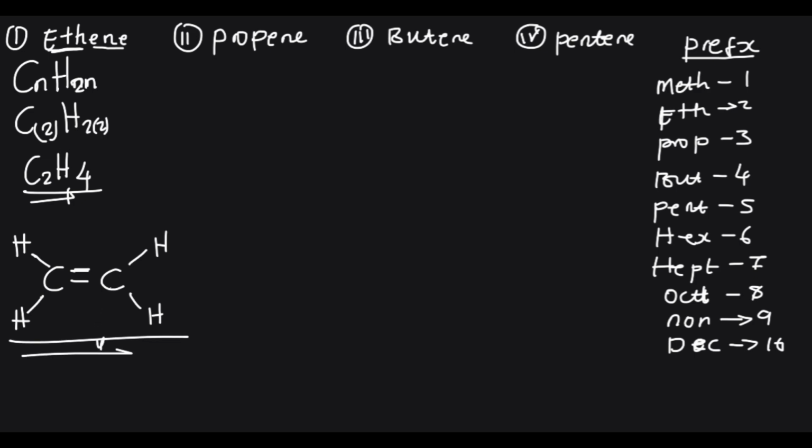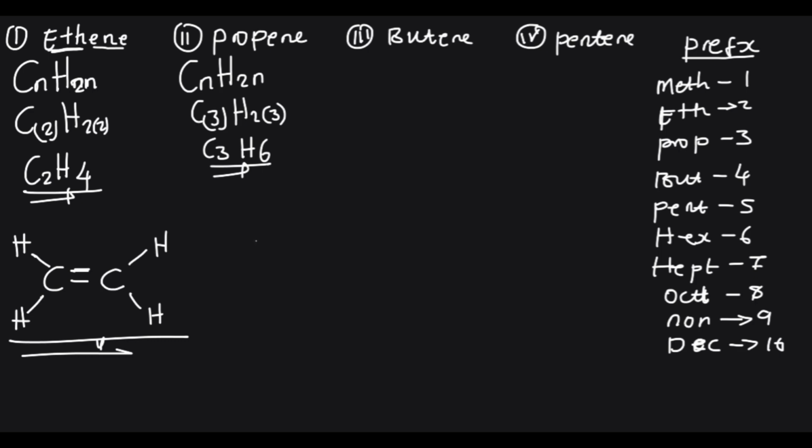Now we can move on to propene. For propene, we'll do the same. We'll first write the general chemical formula, which is CnH2n. Now for propene, we can see that we are dealing with 3 carbons. So we put 3 where there is n. So C times 3 is C3. 2 times 3, that is 6. So the chemical formula is C3H6.